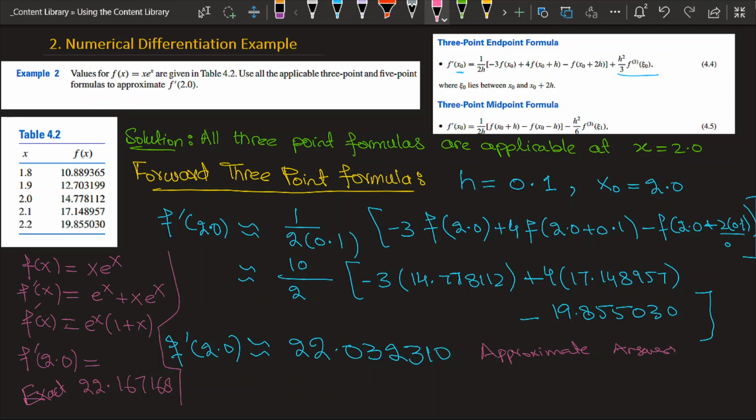So we can easily find the relative error. You can verify that the relative error will be the exact value minus the approximate value divided by the exact value, and it will be 1.35 cross 10 to power minus 1.